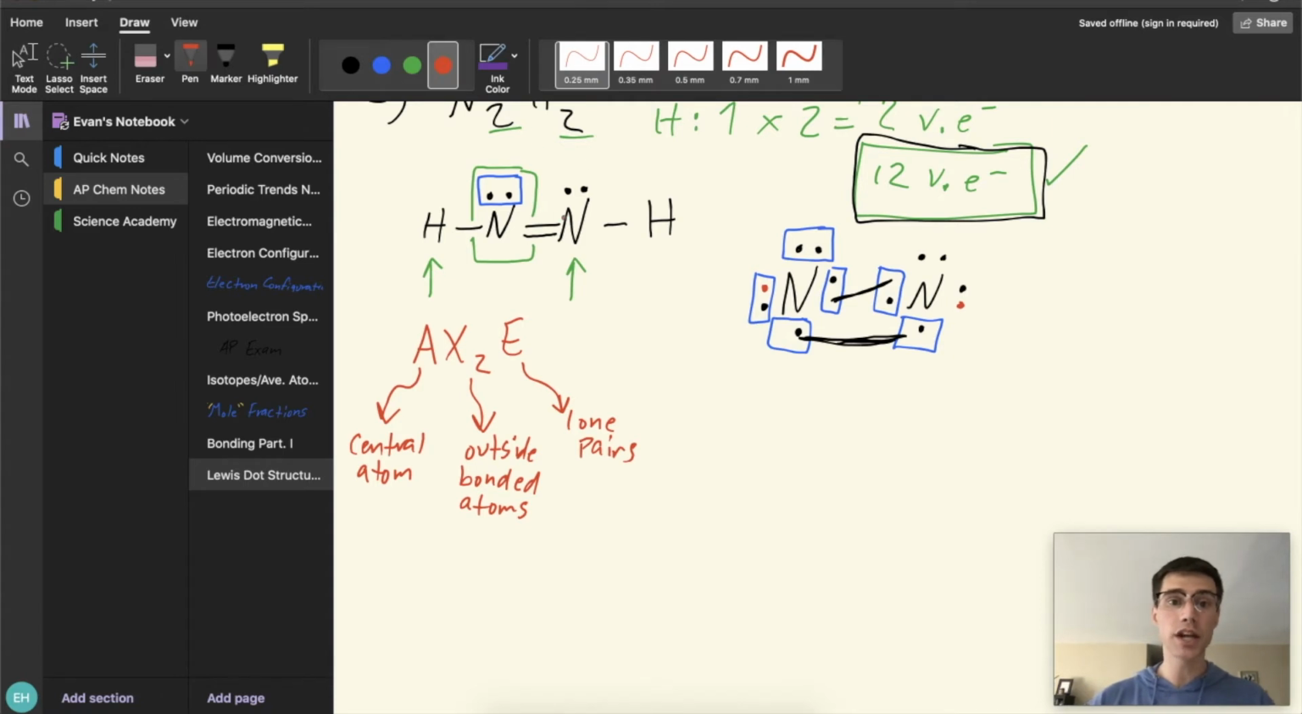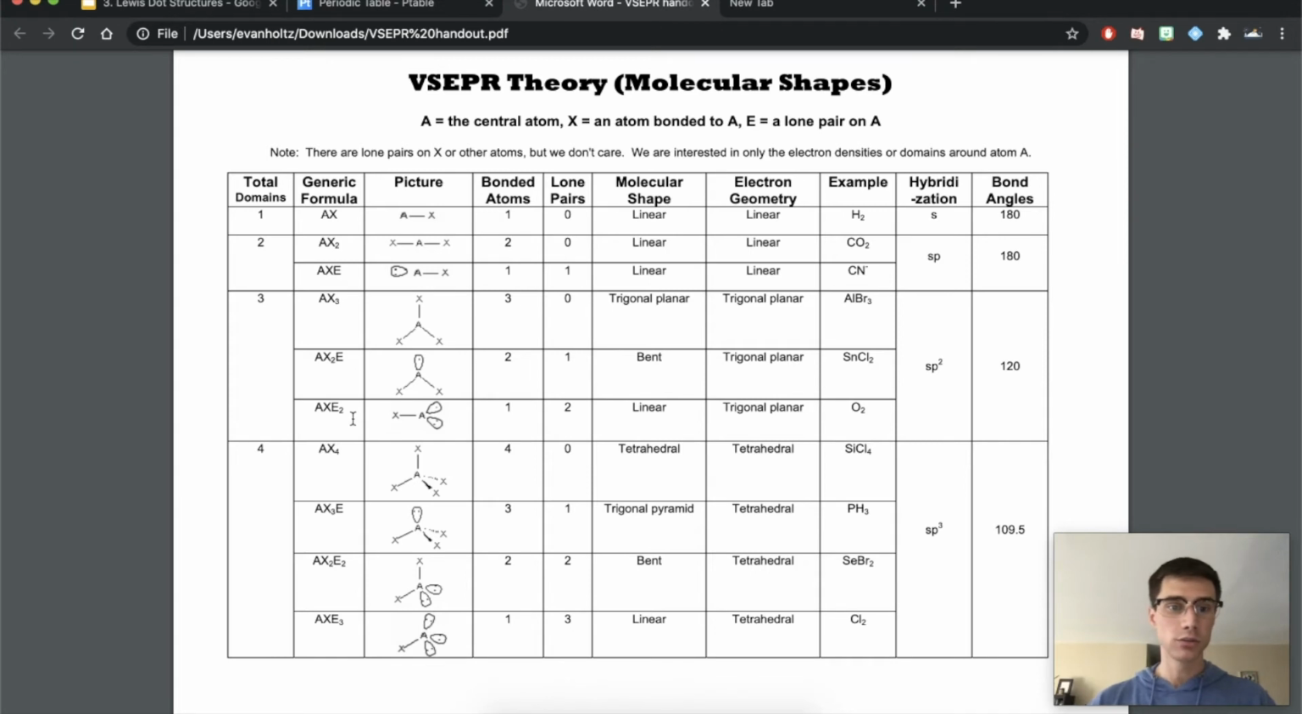Now, because both of these nitrogens are symmetrical, our VSEPR structure here would be AX2E for both of them, okay? Now, what that means is that our molecular shape is bent, so it tells us how the molecule is oriented in 3-dimensional space, and the electron geometry, because it includes any lone pairs that we have, is trigonal planar. And we'll talk more about that later on.